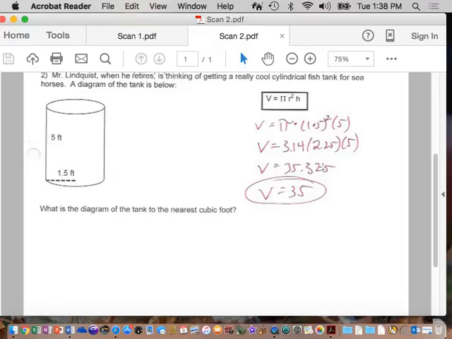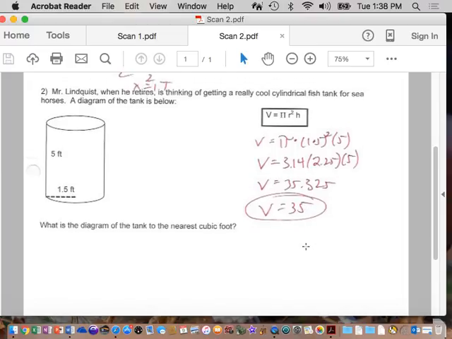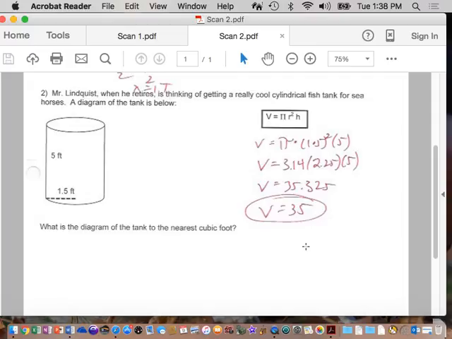So if I multiply all of them out, I get 35.325. And a lot of people wrote down an answer of 35.3. The problem is it says here, nearest cubic foot. Nearest foot is a whole number. It's 5 feet, 10 feet, 12 feet, or in this case, 35. So the correct answer is just 35, not 35.3. Okay? Maybe you went to 36. Any questions on this at all?